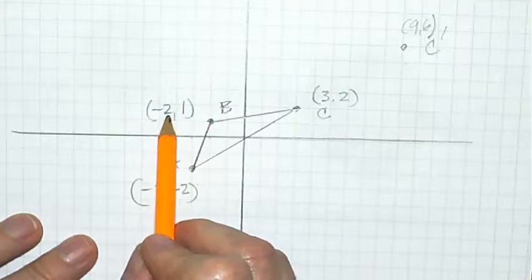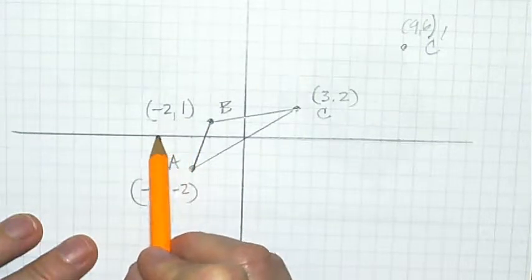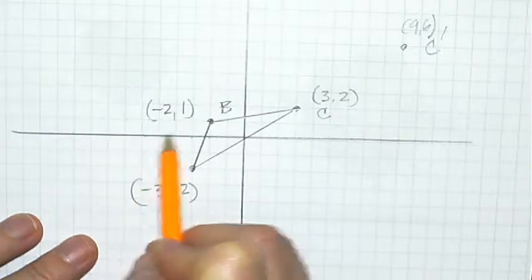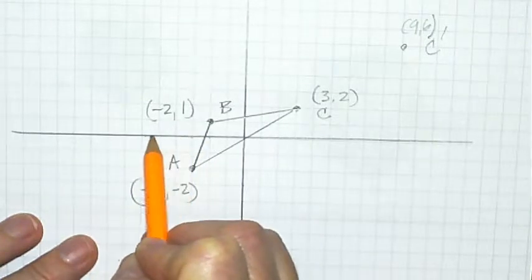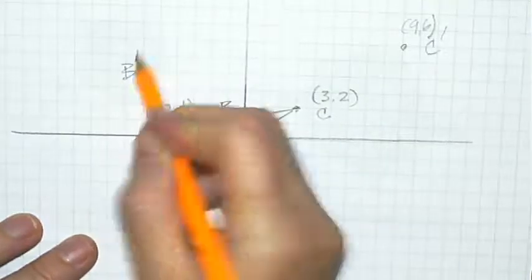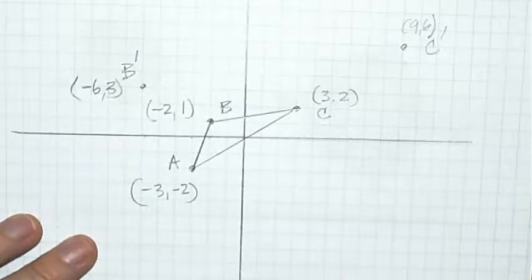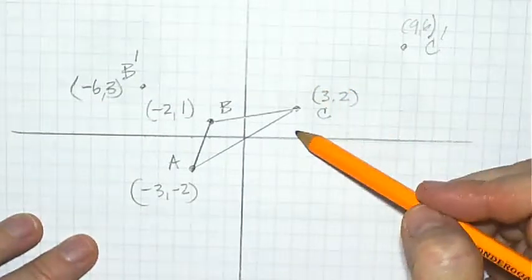This would be -6 and +3. Did I do that right? 3, 4, 5, 6, 1, 2, 3. Okay, there's B prime, -6, +3. And I mean, you could do the rise and run.